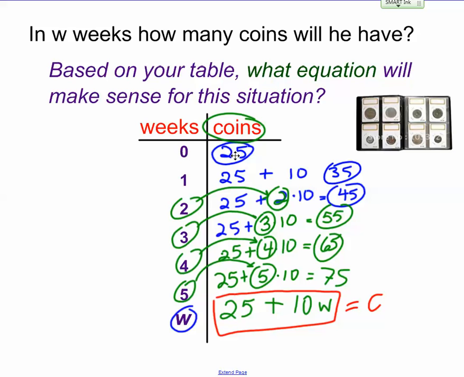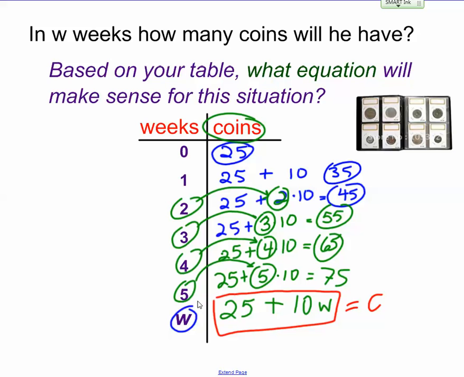In 0 weeks, Stephen began with 25 coins. The first week he had his original 25 plus 10 more, and that's 35 coins. After 2 weeks he had his original 25 plus 2 groups of 10, which is 20, and 20 and 25 was 45 coins. After 3 weeks he had his original 25 plus 3 groups of 10, which is 55. In 4 weeks it was 25 plus 4 groups of 10, which is 65. And in 5 weeks, 25 plus 5 groups of 10, which is 75.